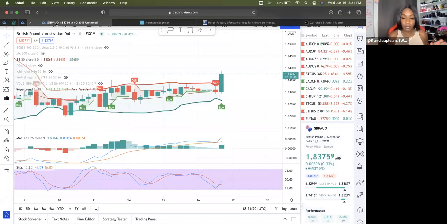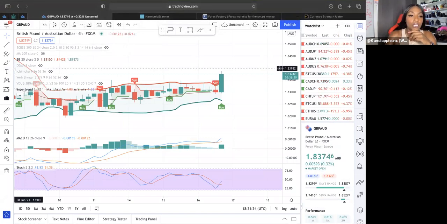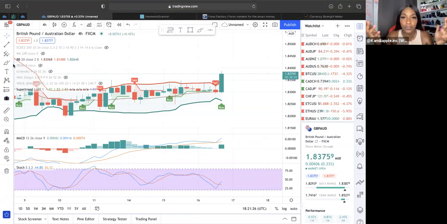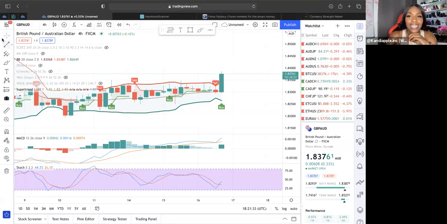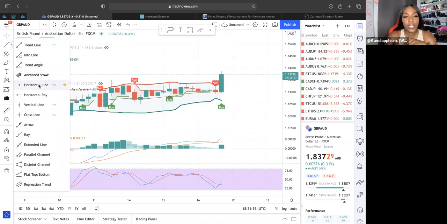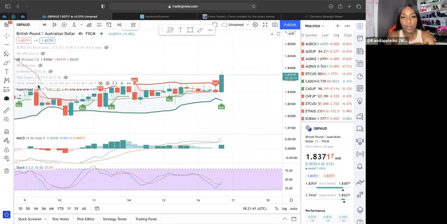GBP AUD, okay? So let's do this. So we are going to say our entry. How do we put our lines and stuff like this? Okay, to get a horizontal line, you guys, if you click on the second symbol right over here, you see that right there? And you click on this little triangle right here, and then right over here, horizontal line, boom, just like that. Then you're going to find your entry, where you went into.